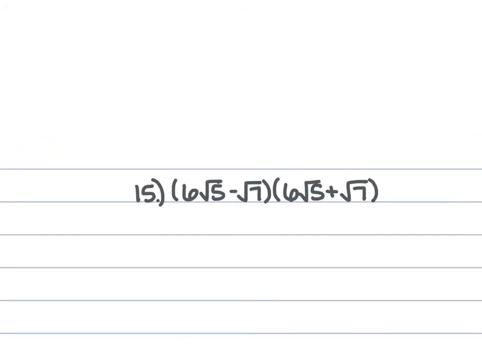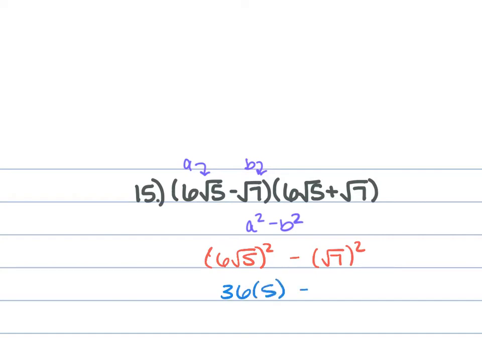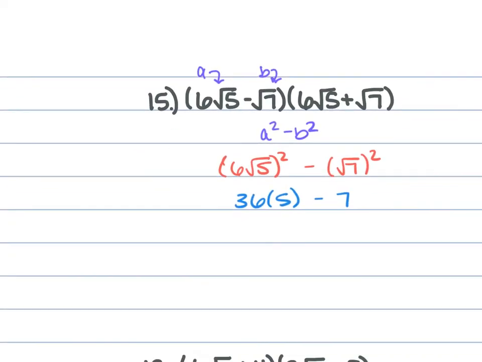For 15, we have 6 square root 5 minus square root 7 times 6 square root 5 plus square root 7. So our a is the 6 square root 5. Our b is just the square root of 7. So we're going to use a squared minus b squared. So 6 square root 5 squared minus the square root of 7 squared. So 36 times 5 minus 7. The 36 times 5 is 180. Minus 7 is going to give us 173.